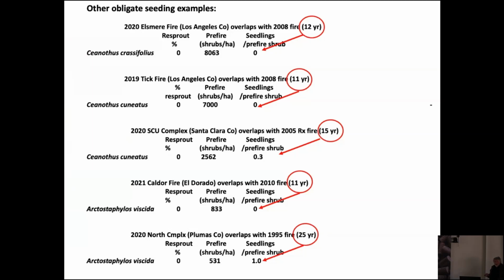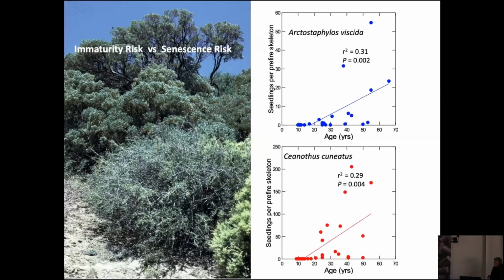In other words, we have a lot of evidence that species can be extirpated if the age of the stand at the time of the fire is relatively low. And we see this particularly in Arctostaphylos. Many of them require fairly long periods before we see substantial recruitment. This is the North Complex fire in Plumas County, 1 seedling per pre-fire skeleton in a 25-year-old stand.